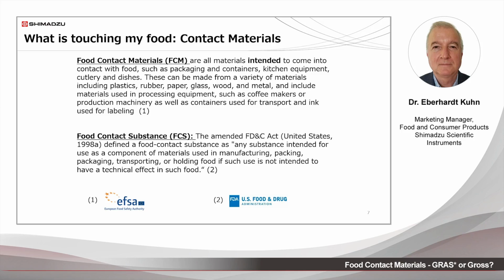The challenge is that they are made from a variety of different materials, such as plastics, rubber, paper, glass, wood, metal, and so forth. Things used in the processing equipment also include things like coffee makers, where you have the glass carafe and the plastic filter holder and so forth, and sometimes even include the ink that's used for labeling. There are also food contact substances, and those are substances that are used as components of the food contact materials. But instead of looking at these definitions, let me give you some examples of what these compounds are.